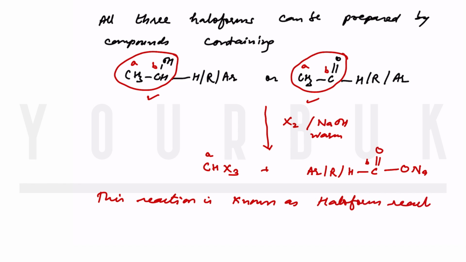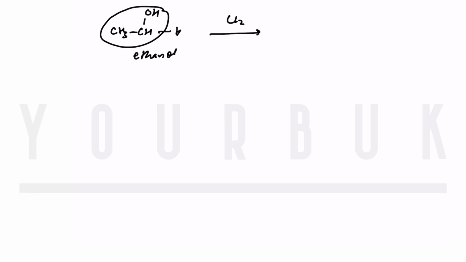Very, very important reaction in organic chemistry: the haloform reaction. For example, this is ethyl alcohol, and I'm writing the ethyl alcohol in this form, so it contains this group. It can be used as a starting compound to prepare chloroform. I'm reacting this with chlorine, NaOH, and warm, so it gives me chloroform and the sodium salt of formic acid.